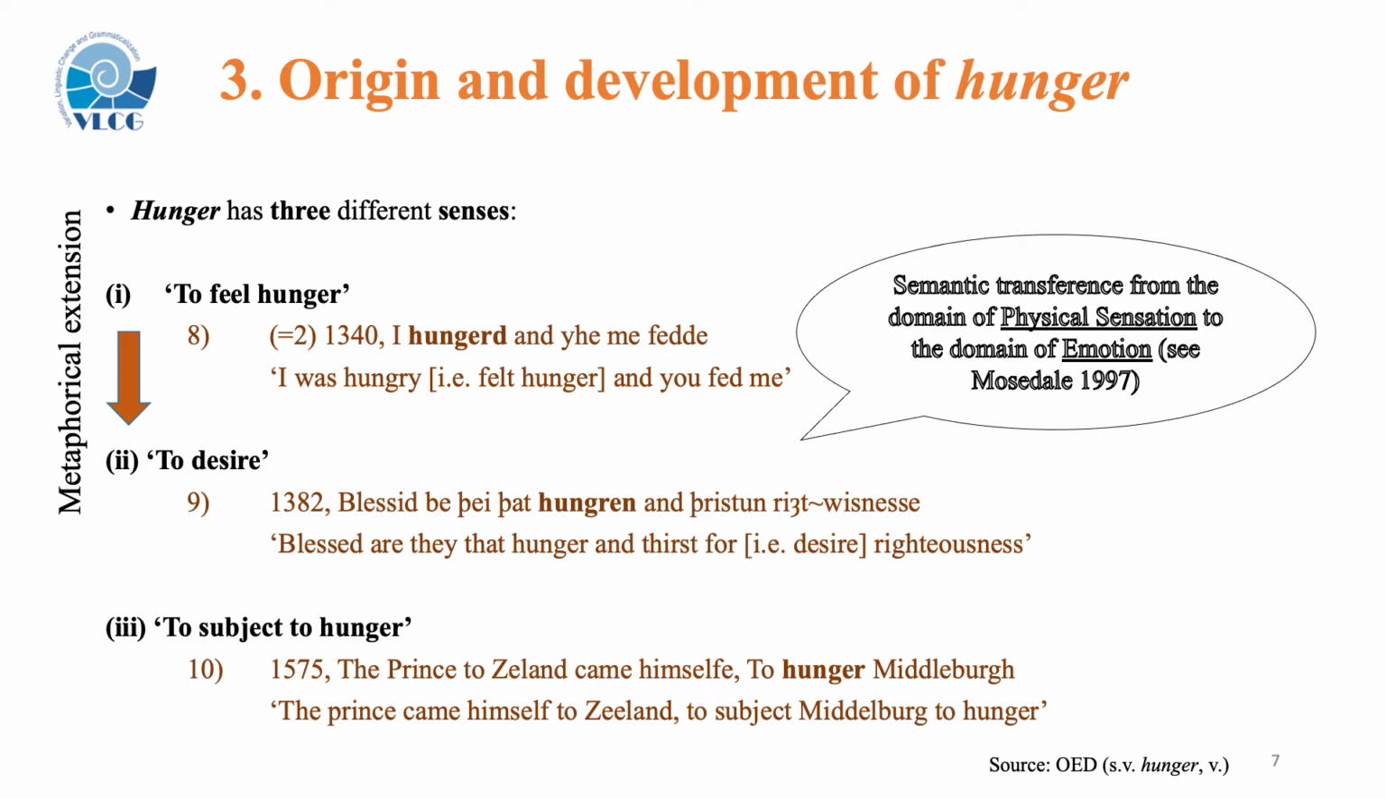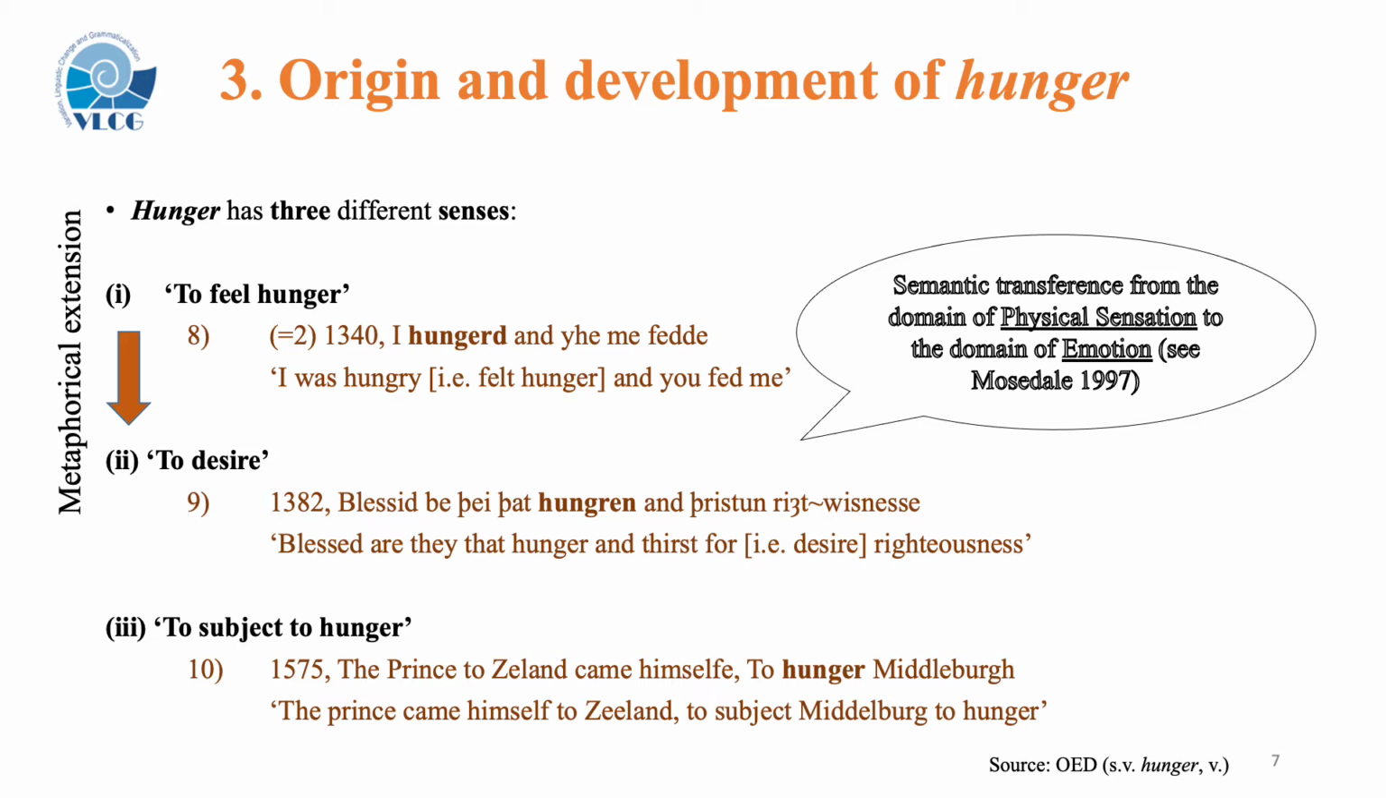Hunger has 3 different senses, and these are to feel hunger, to desire, and to subject to hunger. And of particular importance for my purposes are the first 2 senses, because as I shall discuss in a minute, these are the only ones I find attested in the dataset. The sense to feel hunger is metaphorically related to the sense to desire.